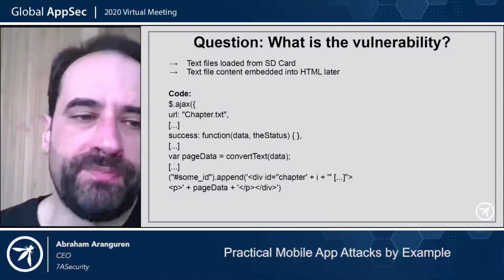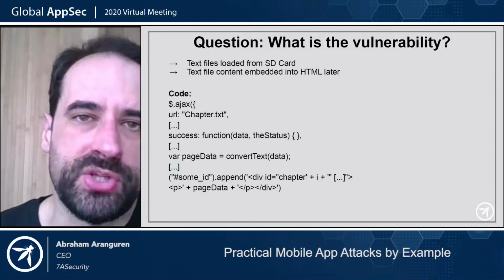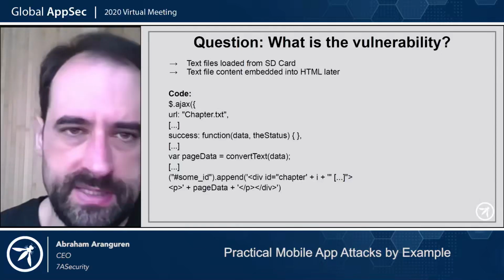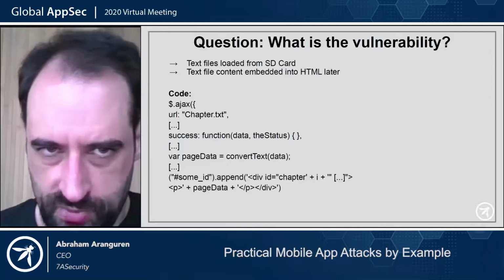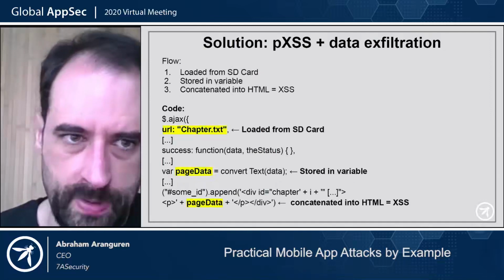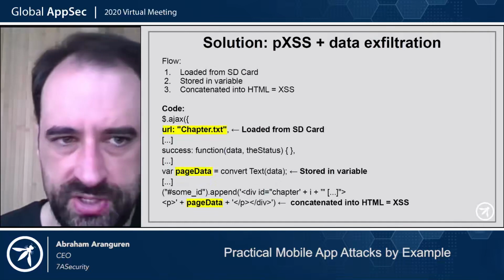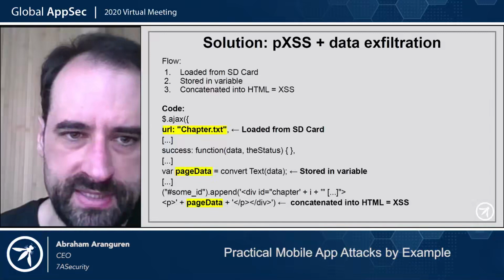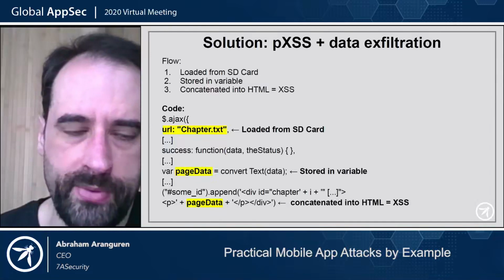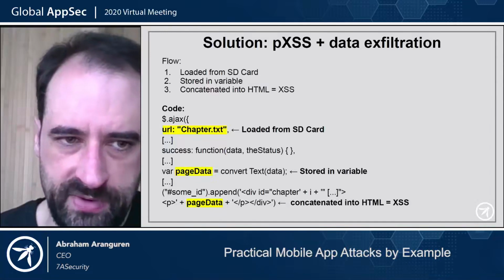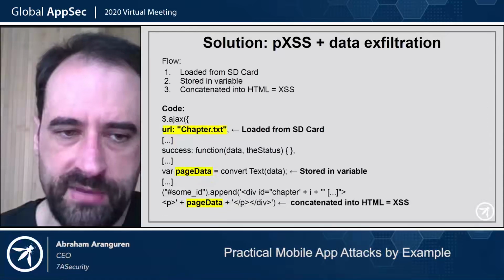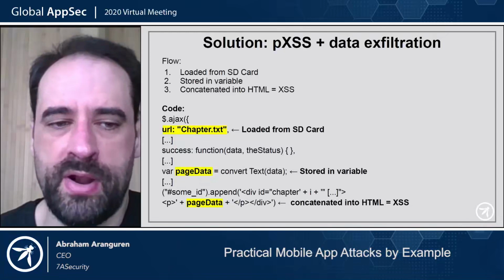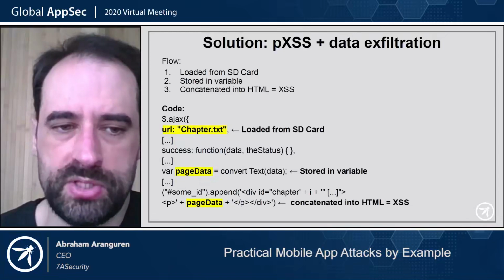Now, another scenario is in the SD card. Take a look at this, pause the video, and try to guess what the vulnerability is. Now I'm going to move on to the solution. The problem here is that the application is reading text files from the SD card, loading this text, and saving it into a variable, page data. Then this page data variable is being concatenated into HTML here without any output encoding or whatsoever.